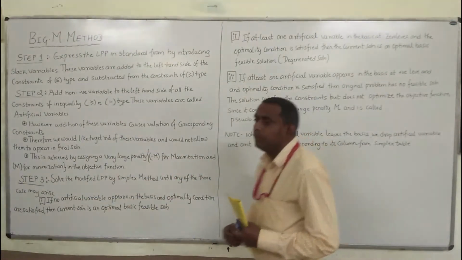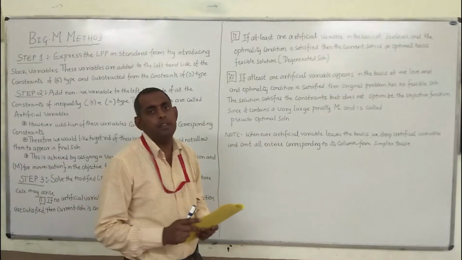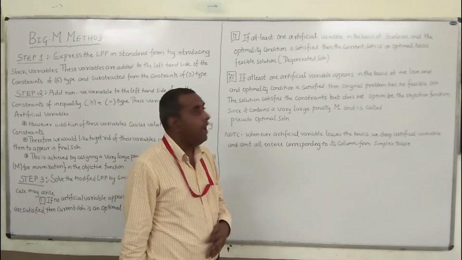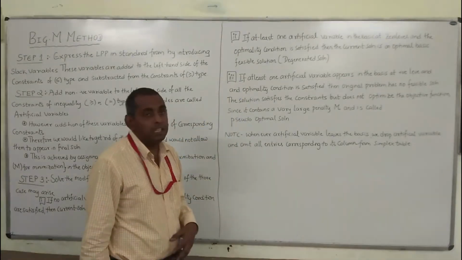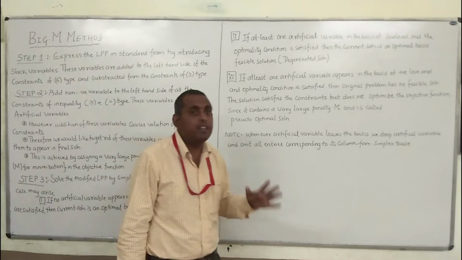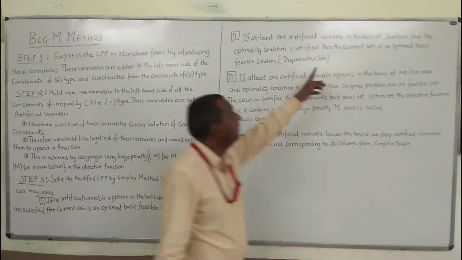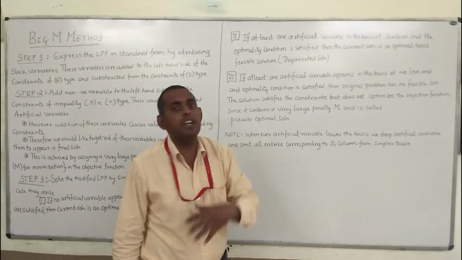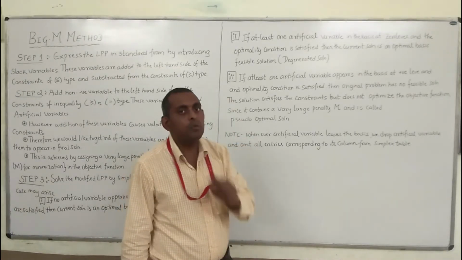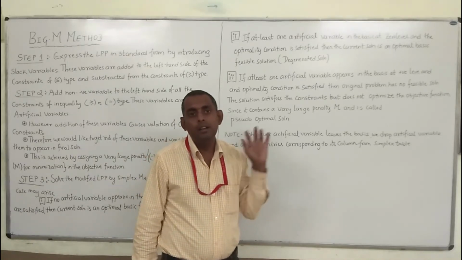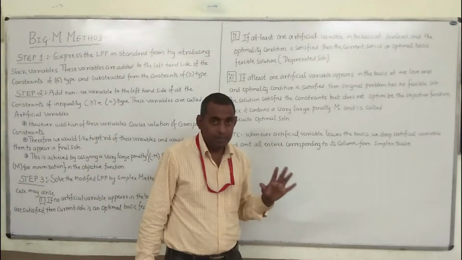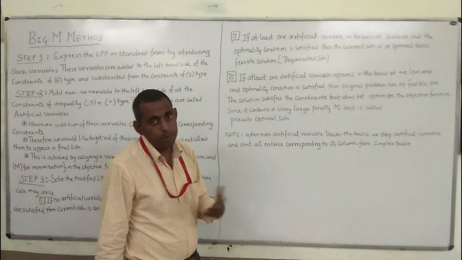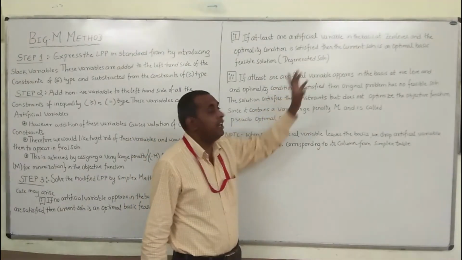What happens in case number 2? If at least one artificial variable appears in the basis at 0 level, and the optimality condition is satisfied, then the current solution is an optimal basic feasible solution, but it is called a degenerate solution.